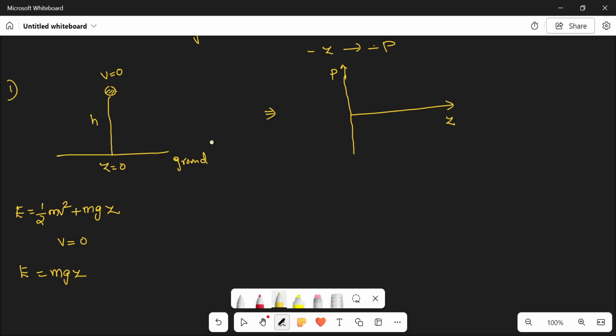Now I'll be showing how to draw the phase space diagram. Initially the ball is at a height h and it is coming down from this position at a height h.